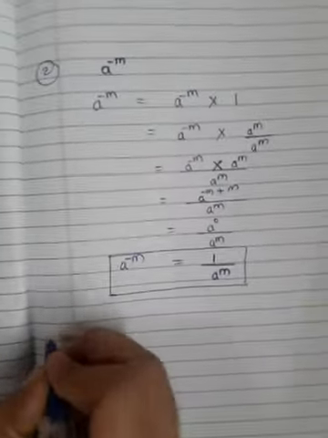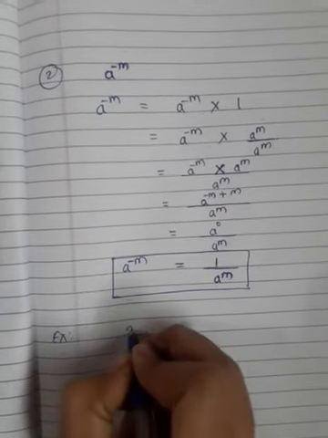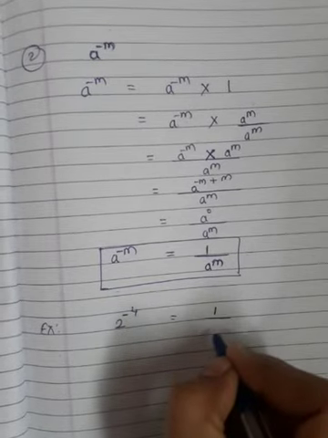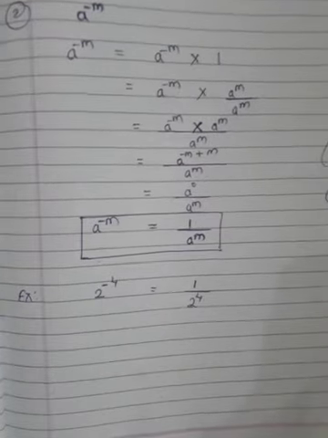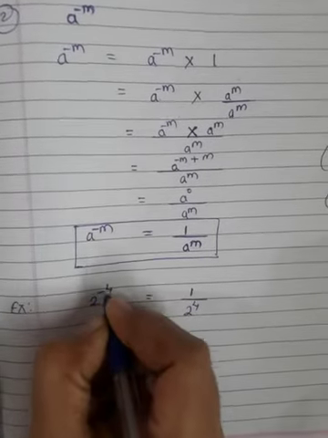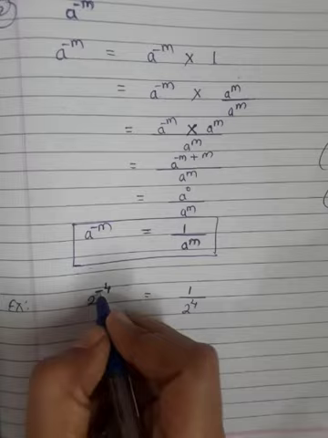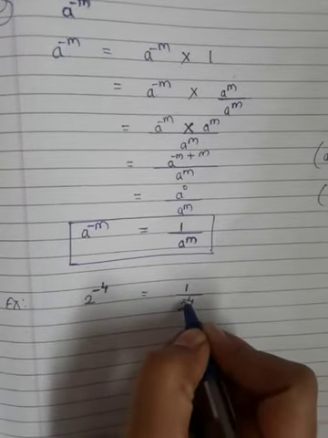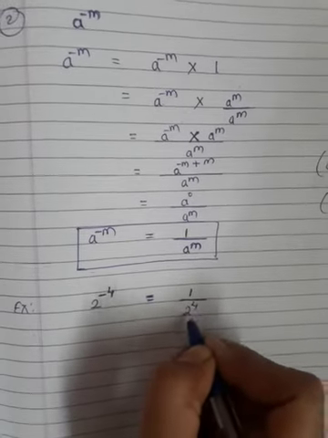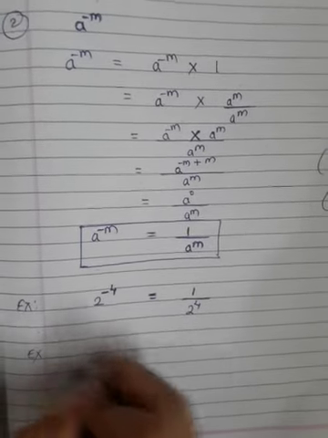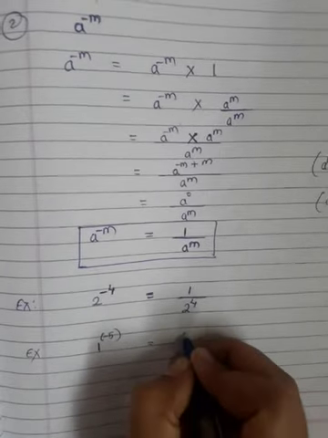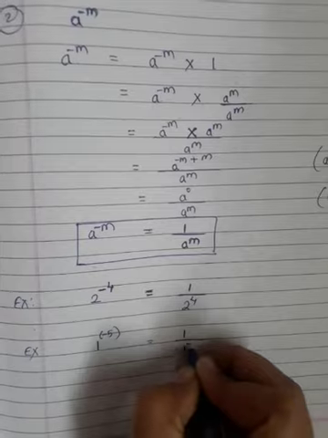Okay, now suppose we have 2 raised to minus 4, which means 1 upon 2 raised to 4. Whenever we have a negative power, here minus 4, we can write this negative power in terms of a positive power, here plus 4. So 2 raised to minus 4 can be written as 1 upon 2 raised to 4. See here, 1 raised to minus 5 means 1 upon 1 raised to 5.